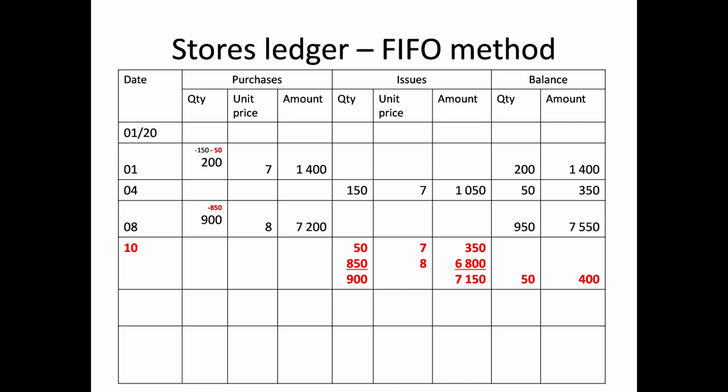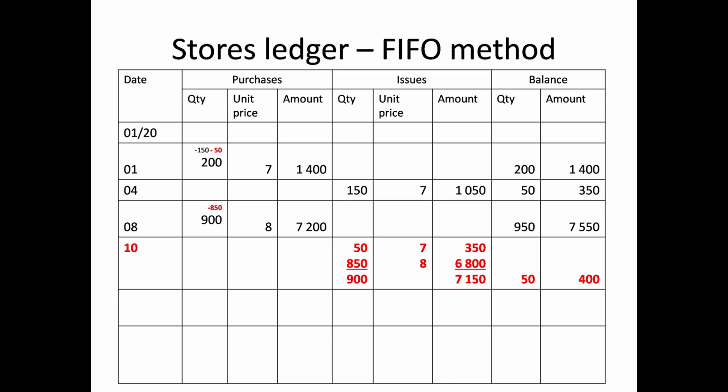But you need to issue 900 units. You need 850 units more. Then go to the next purchase. That is the 8th of January. You have purchased 900 units. So therefore, the balance 850 units you need to withdraw from that purchase. Then there you are going to write in small letters minus 850.